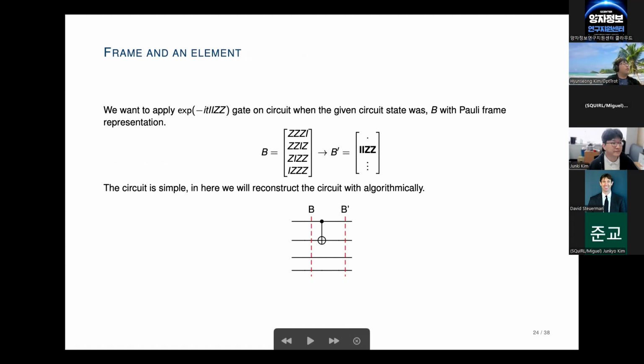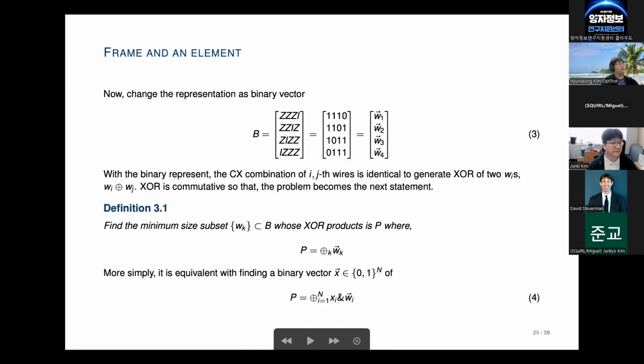So when we want to move the IZZ gate Pauli element from one plane to another, the left side is the current Pauli plane, and we want to make the new plane. So the new frame is based on the current frame. Intuitively, it's simple: we only apply the controlled-NOT gate between the first and second line, and we can achieve this Pauli frame.